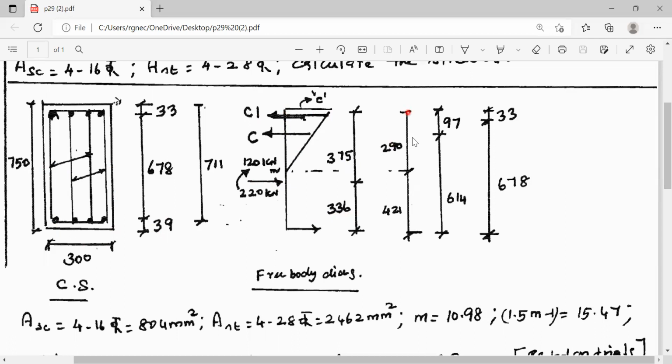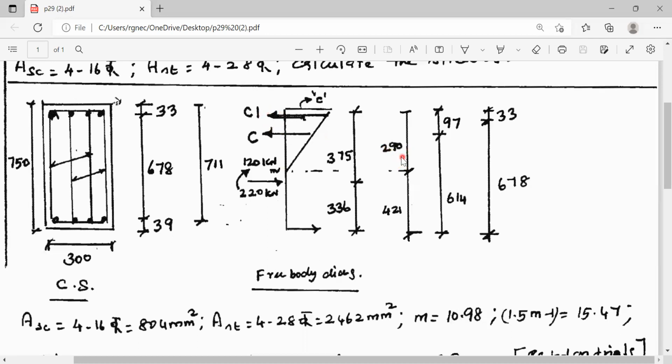And now, what is the arm distance for capital C? Here, the depth of the neutral axis is 290 mm. Now, the CG of the total compression is acting at a distance of 290 by 3 from the topmost fiber. From the topmost fiber, its distance is 290 by 3. Therefore, that is coming to 97 mm. And this is 290 mm.